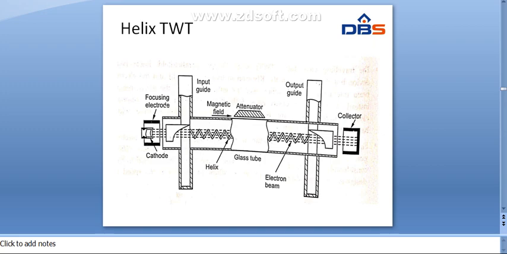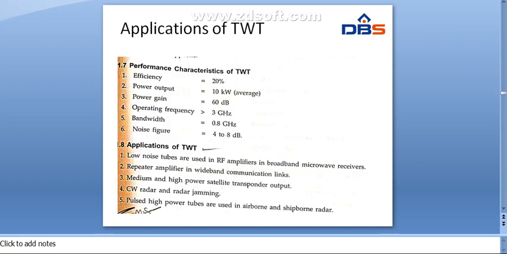Different forms of slow wave structures are commonly used in TWTs: single helix, folded helix, double helix, ring bar, and so on. The performance characteristics are: efficiency is 20%, output power is 10 kilowatts, power gain is 60 decibels, operating frequency 3 gigahertz, bandwidth is 0.8 gigahertz, and noise figure is 4 to 8 decibels.